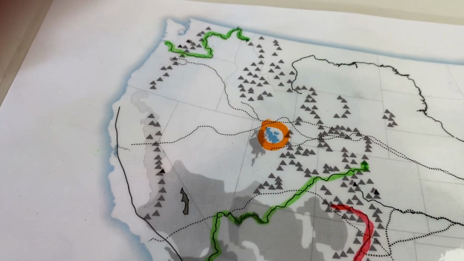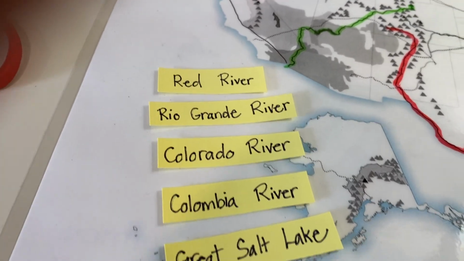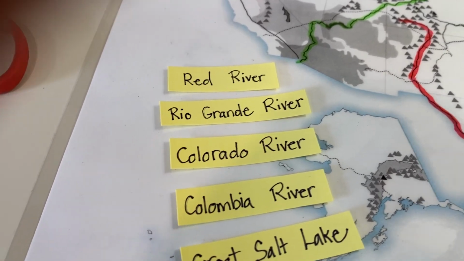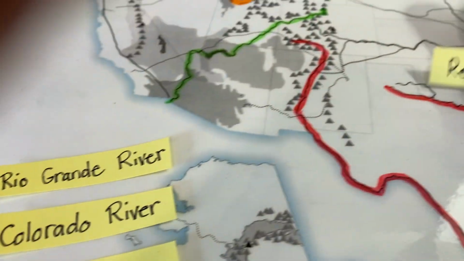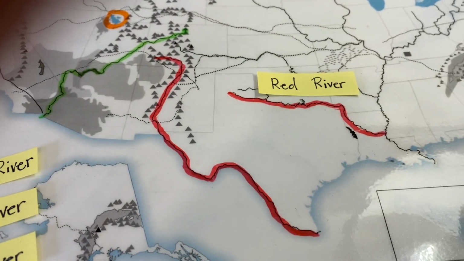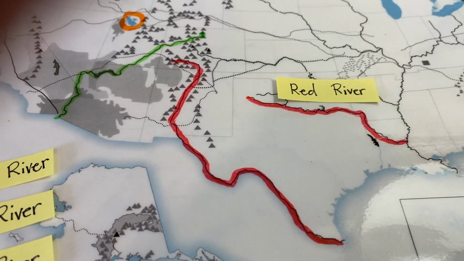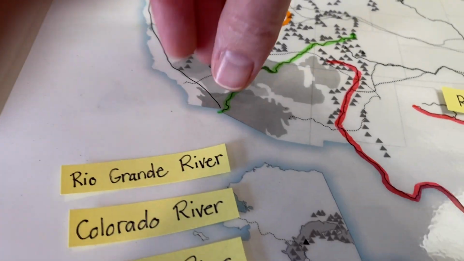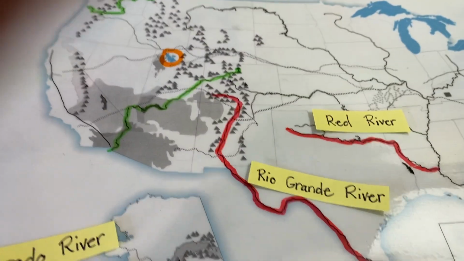So if you have some little pieces of paper that you can write the names on, you can make a little race for yourself. And you can start out just by putting the labels near each river just to get to know them. The Red River, remember we have an R and an R. Red River, and what's the next one? The Rio Grande River. So we can put that one near Texas.